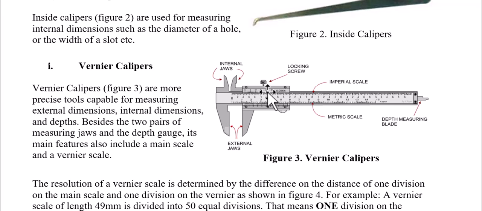But in both the vernier scale and the main scale, we have two categories of scales. We have the lower one, which is used for metric. We have the upper one, which is used for imperial or British units. The same here, the upper one is used for imperial or British units, and the lower one is used for metric units.